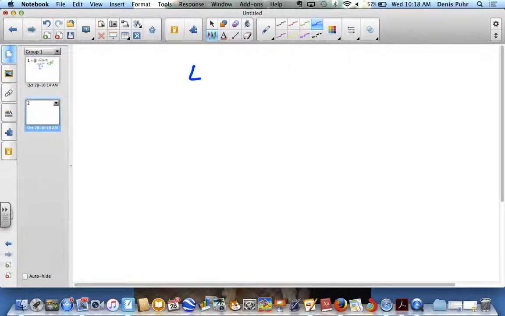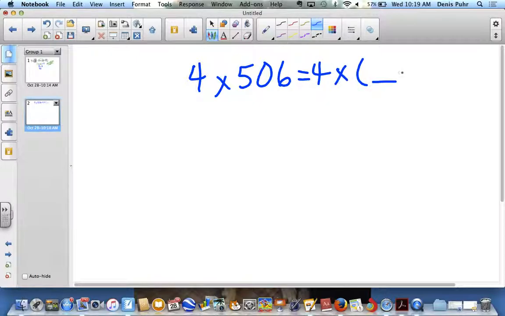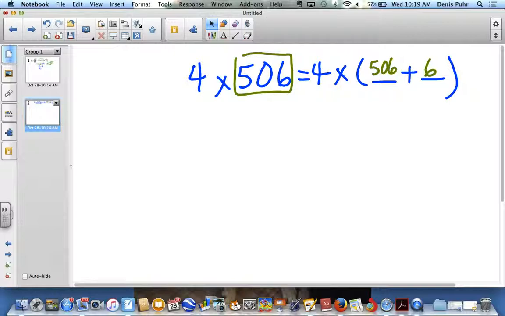On your homework, you had 4 times 506 equals 4 times something plus something. So what you're going to do is take the 506 and break it apart. We're going to put it in expanded form. So we're going to take the 500 and the 6, because that's 506 in expanded form. Then the way your homework was written, the 4 is going to visit the 506. I'm sorry, this should be 500. My mistake. Again, 506 is 500 plus 6 in expanded form.